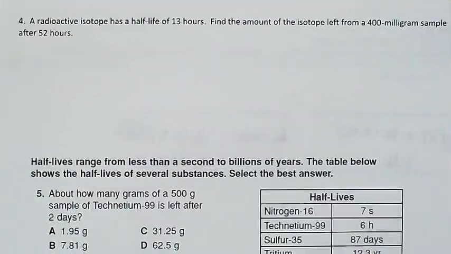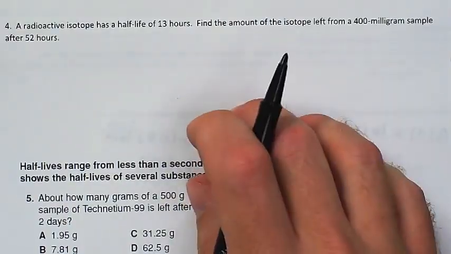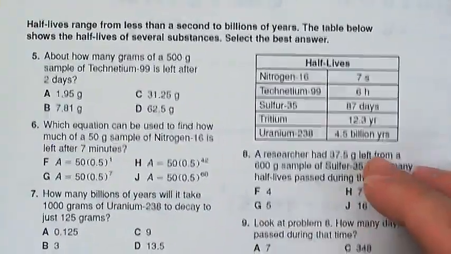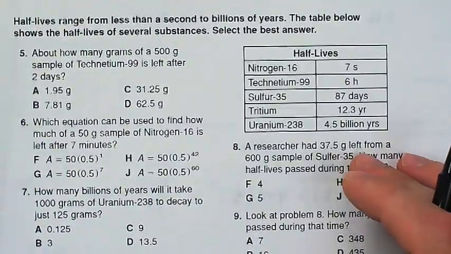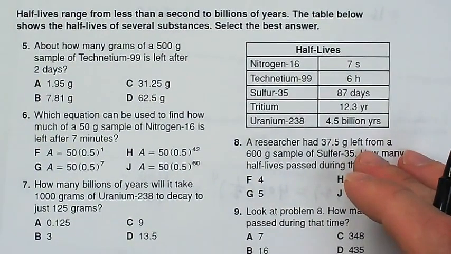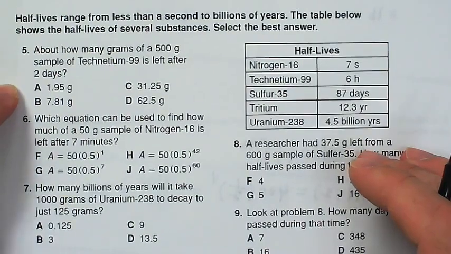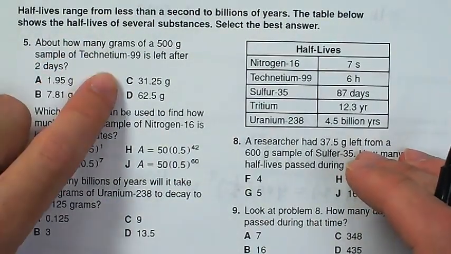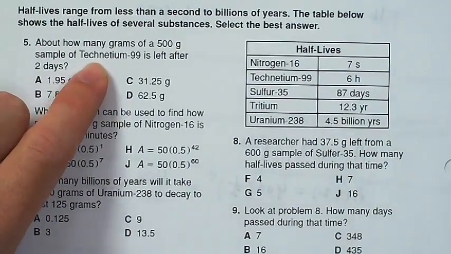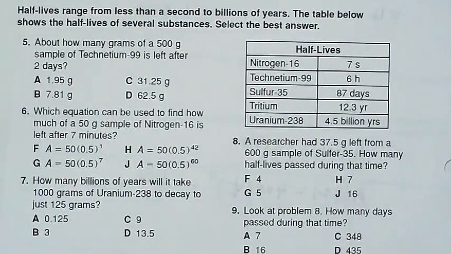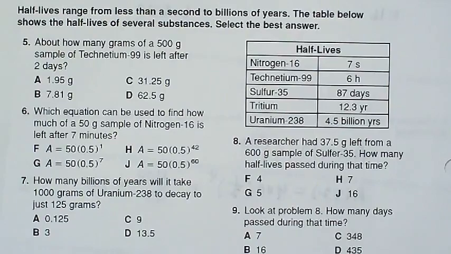Radioactive isotope has a half-life of 13 hours. We already did this one, so we're not going to do it again. Okay, half-lives range from less than a second to billions of years. That's true. It's science. The table below shows the half-life of several substances. Select the best answer. All right, how many grams of a 500-gram sample of this substance is left after 2 days?